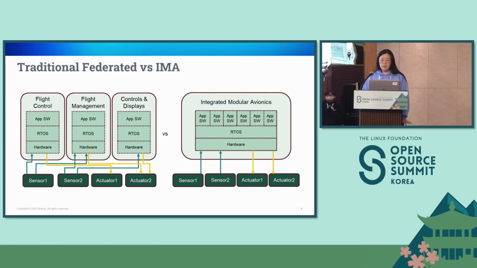In the traditional federated approach, each function such as flight control, flight management, and controls and displays runs on its own dedicated line replacement unit. And each box has dedicated hardware, wiring, and certification artifacts. This is simple isolation, but increases weight, power, maintenance complexity, and certification cost. So redundancy often means duplicating whole units, and upgrades are slow because each module is independently qualified.